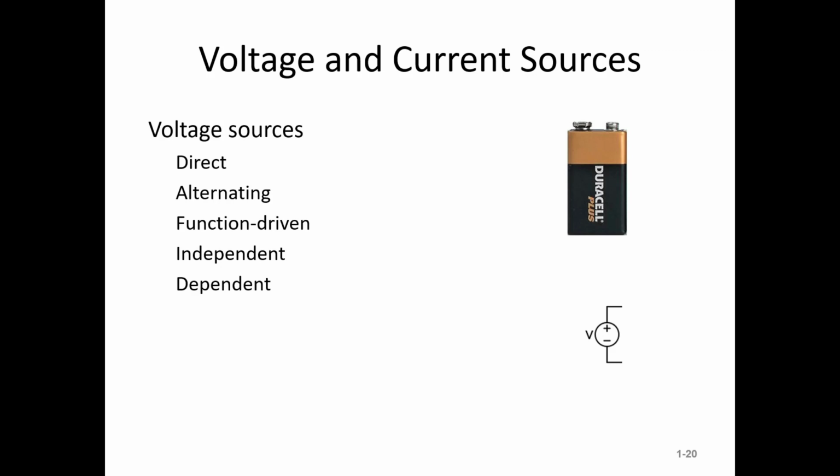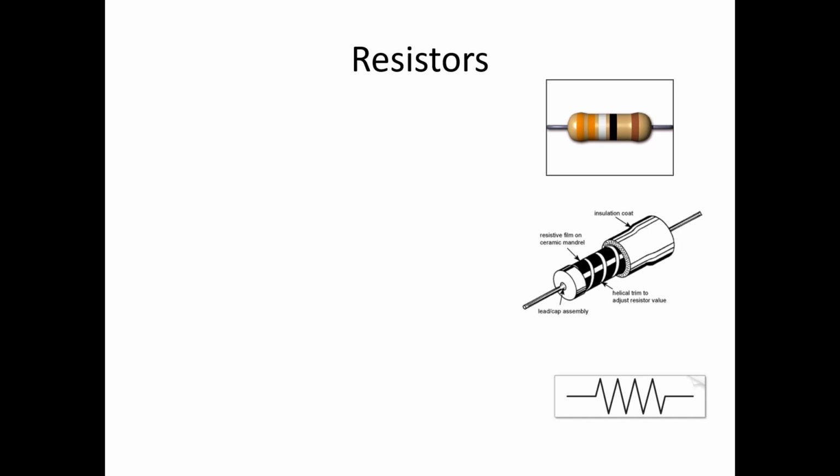The bus voltage is the voltage available in the car for use. Okay, so that's a dependent source, and there are others that we'll see. All right. Okay, we're going to talk about resistors.